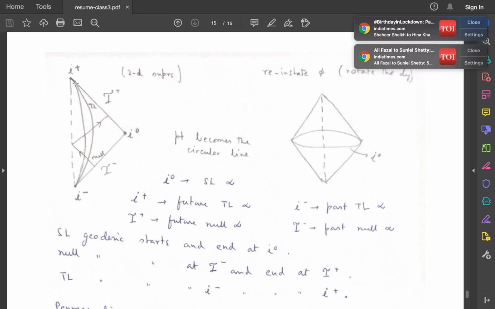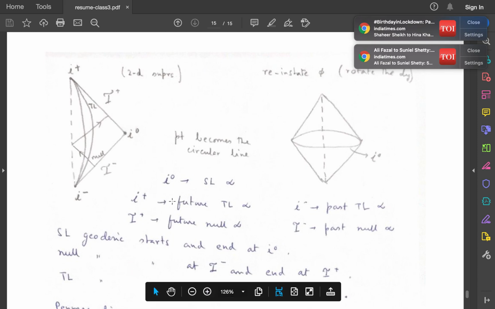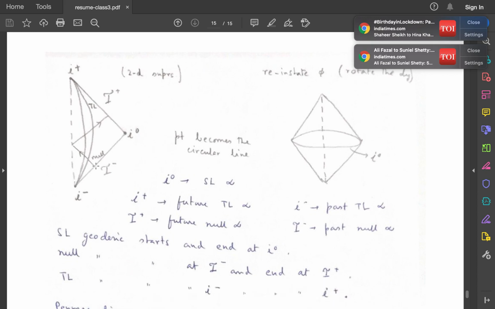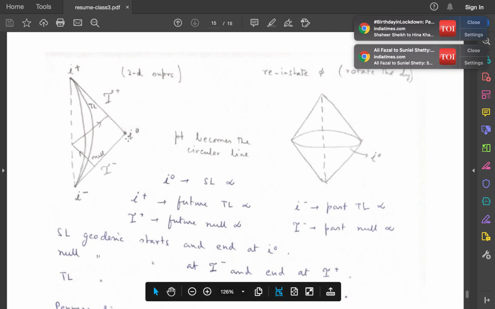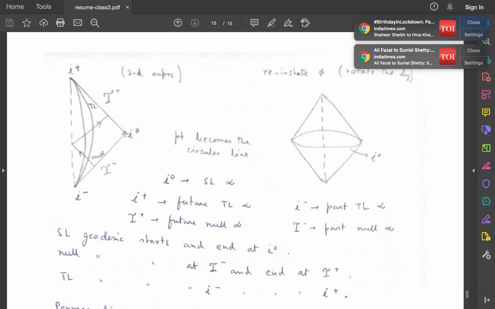This whole line is the future null infinity, and scri minus is the past null infinity. Null rays should begin here at scri minus and always end at scri plus. And this is the spacelike infinity. So a spacelike geodesic should start here, go like this, somewhere like this, and always come back here.